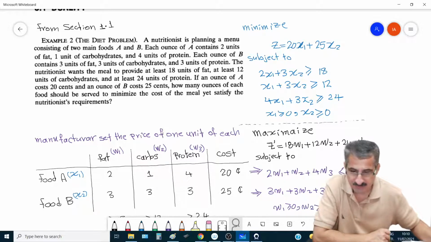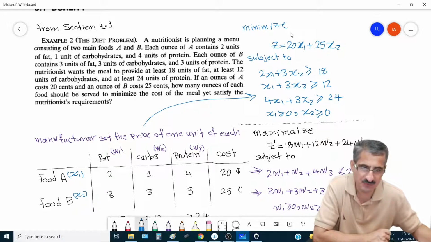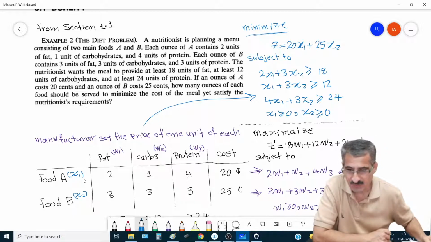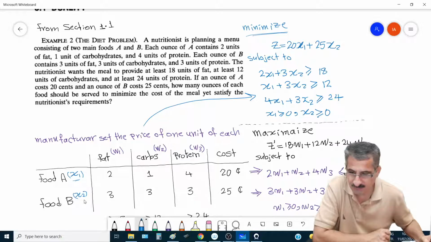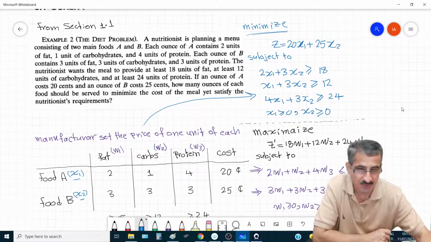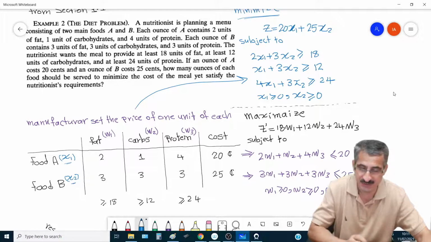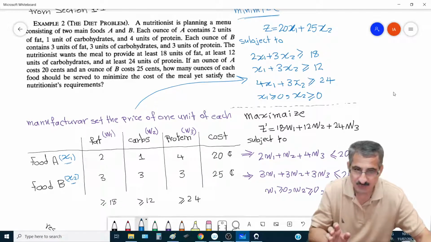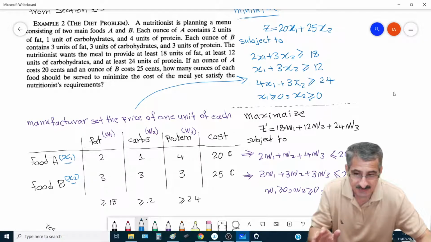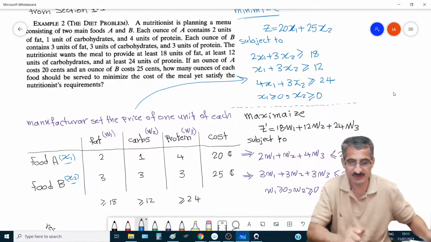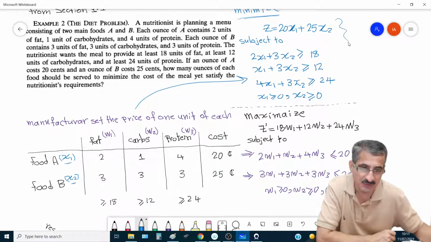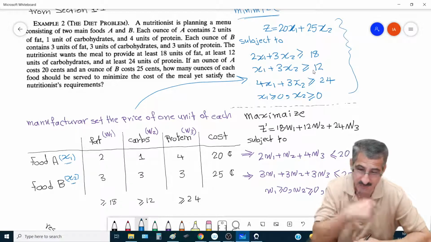Now in blue here, this table gives us the problem in blue. So this is our original problem: minimize the cost, subject to the following. If food A is x1 and food B is x2, then 2x1 plus 3x2 must be greater than or equal to 18, because the example requires the two kinds of foods together to provide at least 18 units of fat, at least 12 units of carbs and 24 units of protein. So we have already seen this linear programming problem.